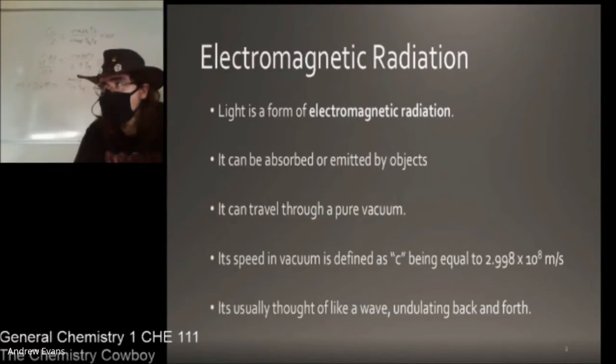Oftentimes just abbreviated as 3 times 10 to the 8th meters per second. But that is the speed of light, often referred to as speed of light. But this is the speed of all electromagnetic radiation, all of them. Now, electromagnetic radiation can slow down. Sorry, it can't really speed up from that, but it can always slow down when it reaches various mediums.